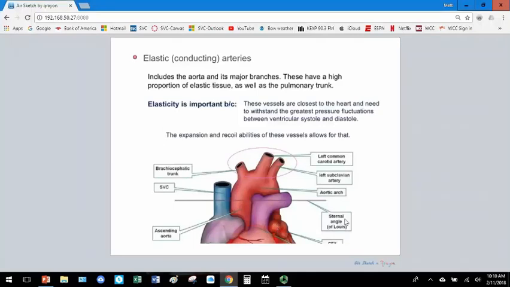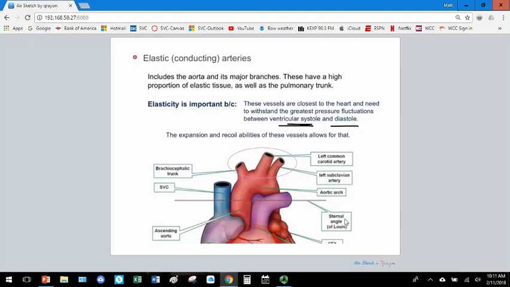Okay, so let's go to the elastic arteries here. The elastic arteries include the aorta and its major branches. So here's the aorta, goes all the way down through the abdominal cavity, and also the brachiocephalic trunk here, common carotid artery, left subclavian artery. These are all elastic arteries, as well as the pulmonary trunk that comes out of the right side of the heart. So right there, the pulmonary trunk. And elasticity is critically important in these vessels because these are closest to the heart and they need to withstand the greatest pressure fluctuations between ventricular contraction and relaxation.